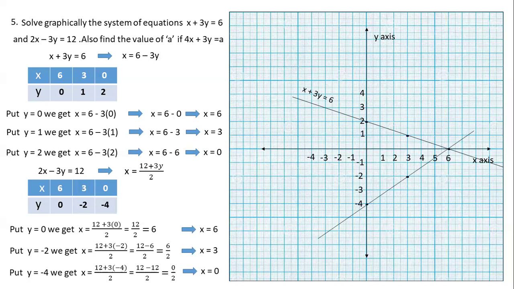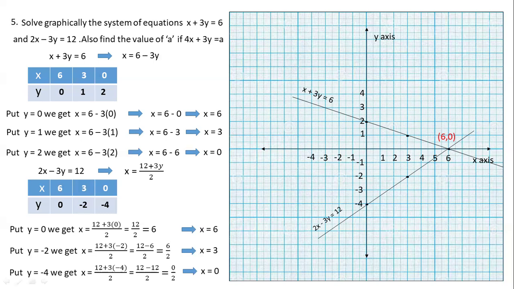So this is the graph of which equation? This. Now if you see this, where are they intersecting? At this point, that will be 6. X is 6, y is 0. So (6, 0) is the solution set of this. That means x value is 6, y value is 0. Since the lines are intersecting, it is a system having a unique solution, because this is the only point where the two lines meet.